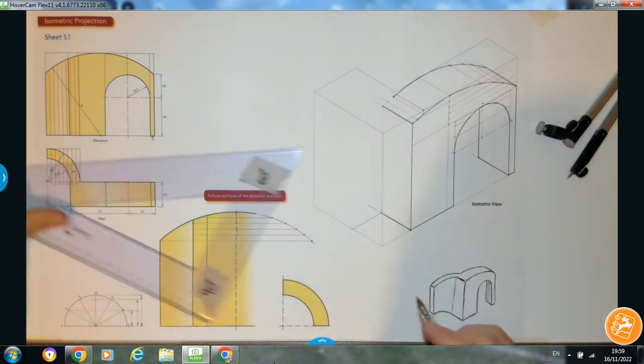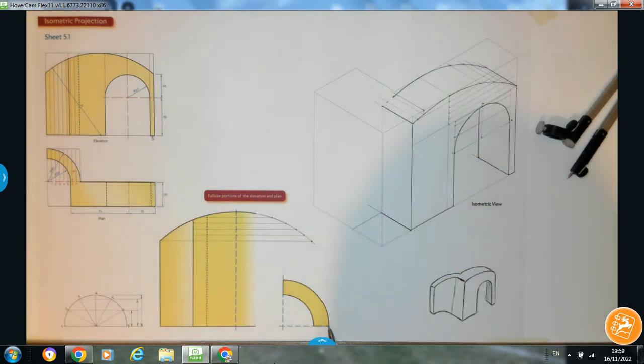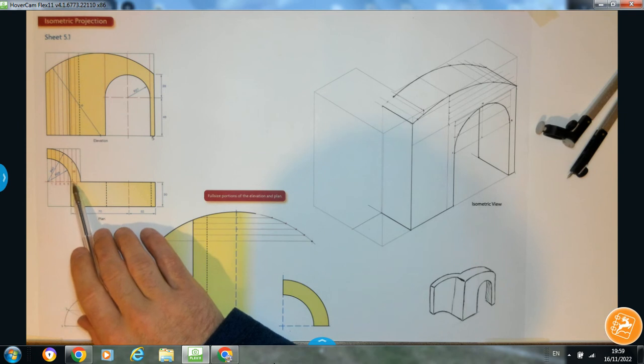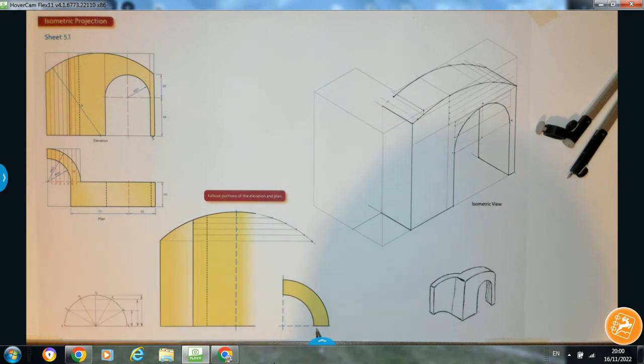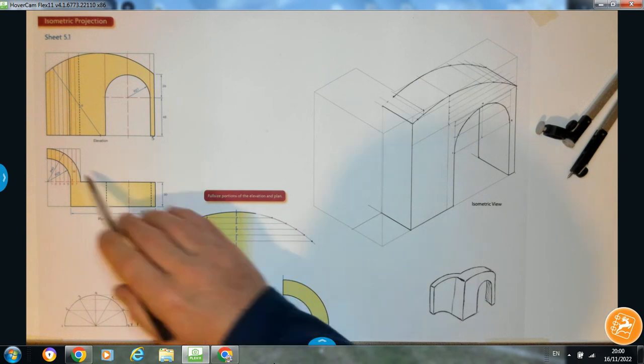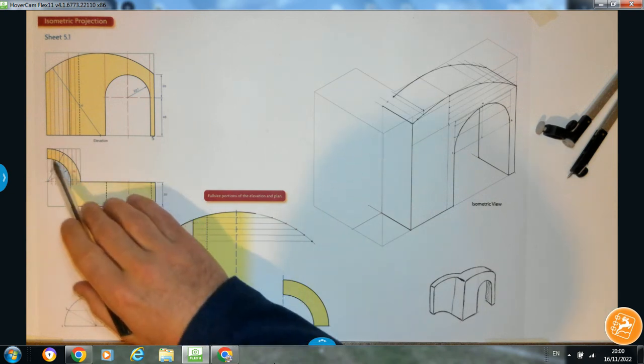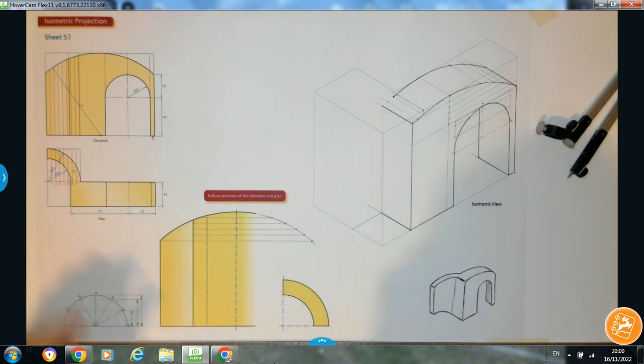So that line there is actually this line right here. Okay, that's going to start helping us identify it. So you can see this edge in here. That line there is actually this line, because all they've done is reproduce this quadrant here, and they're concentric arcs. One with a radius of 28, one with a radius of 40.